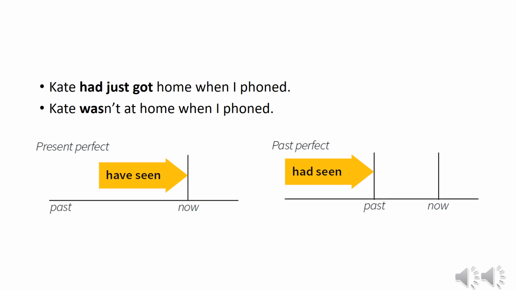While Kate wasn't at home when I phoned. It is not a sequence of actions, but actually it refers to a specific point within the same period of time in the past. This sentence represents simple past rather than present perfect or past perfect.